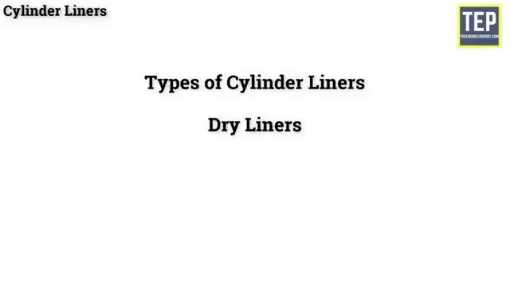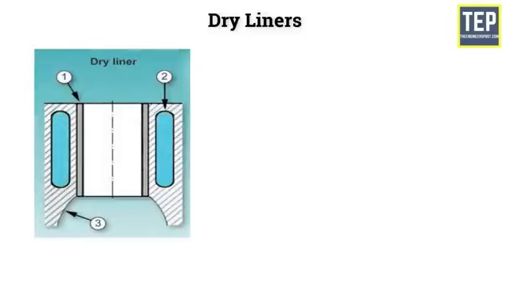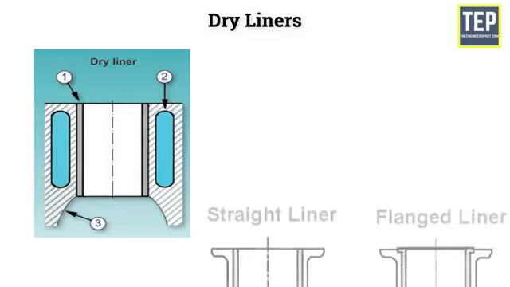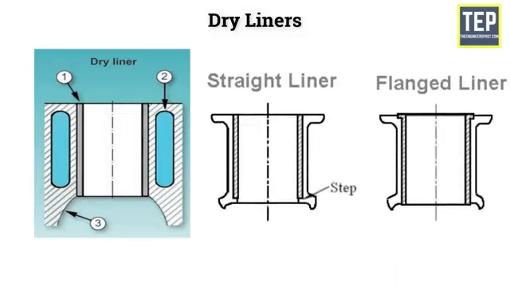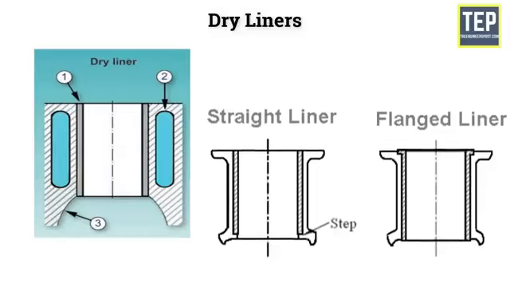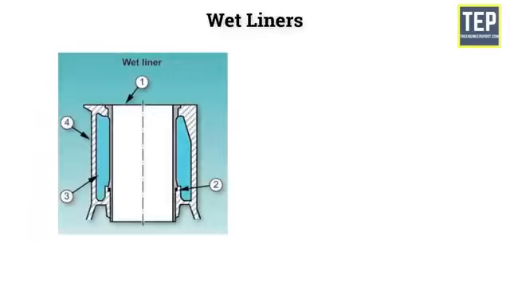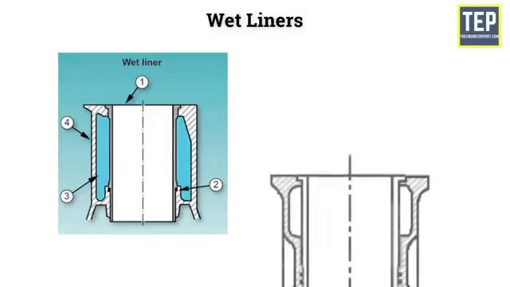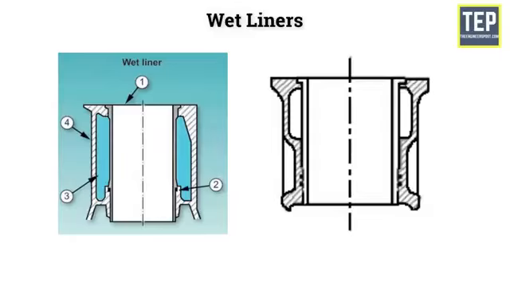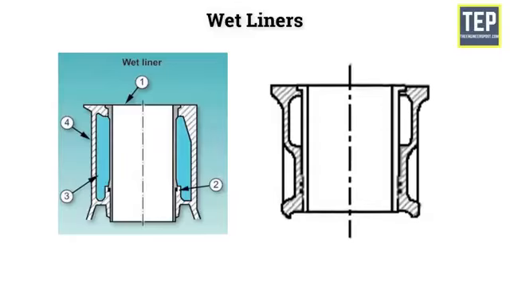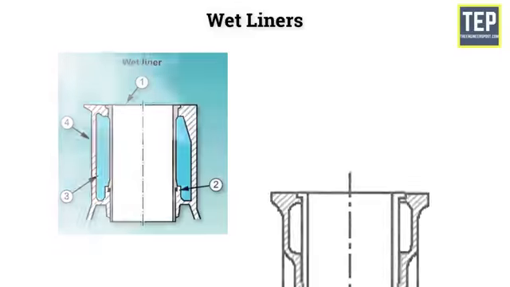They are dry liners and wet liners. Dry liner is made in the shape of a barrel with a flange at the top, which keeps it in position. The entire outer surface bears against the cylinder block casting, and hence, these are machined accurately at both outer and inner faces. Wet liners will be in direct contact with the cooling water at their outer face. Because of this, these liners need not be machined very accurately at the outer surface. However, they have to be machined accurately at the inner surface.